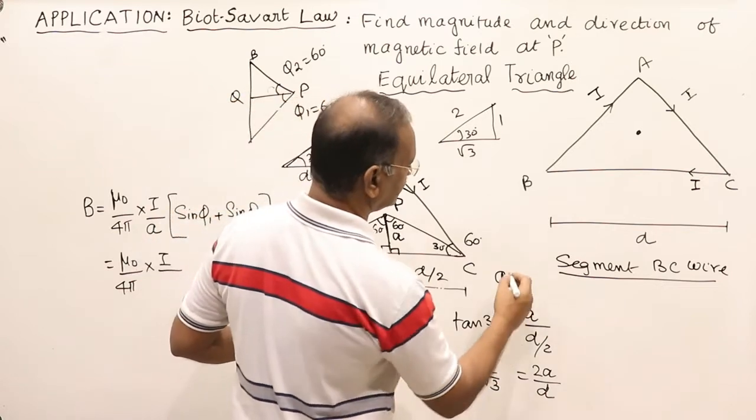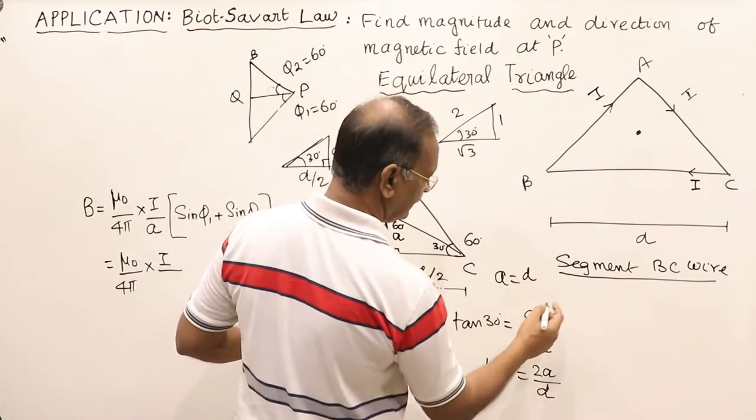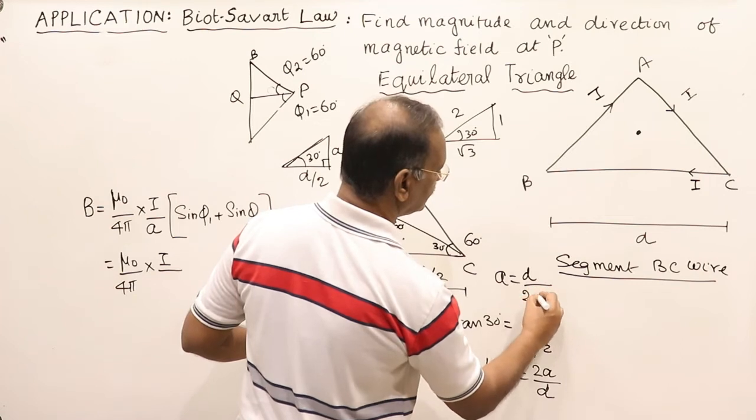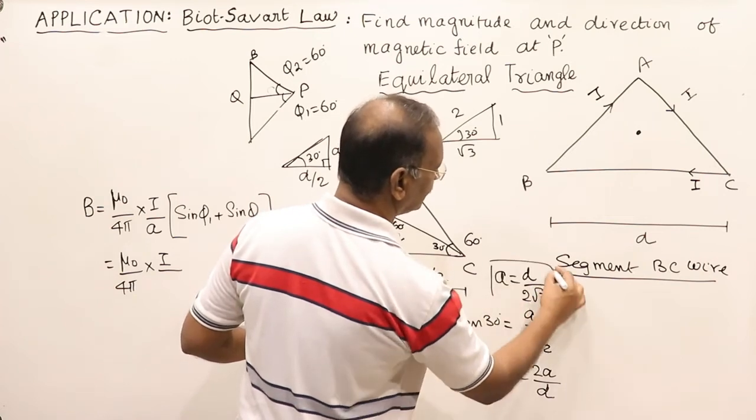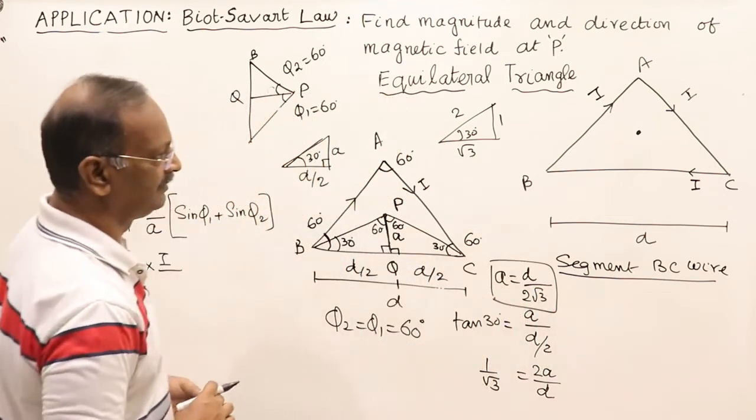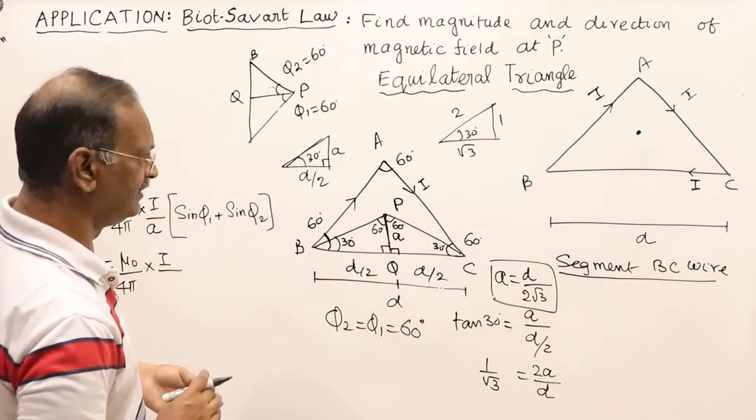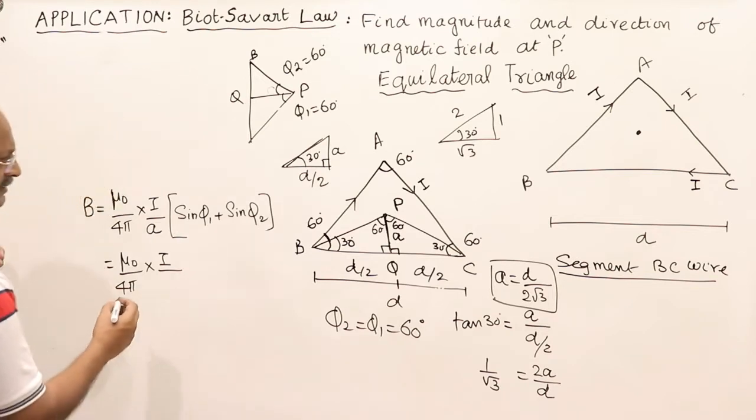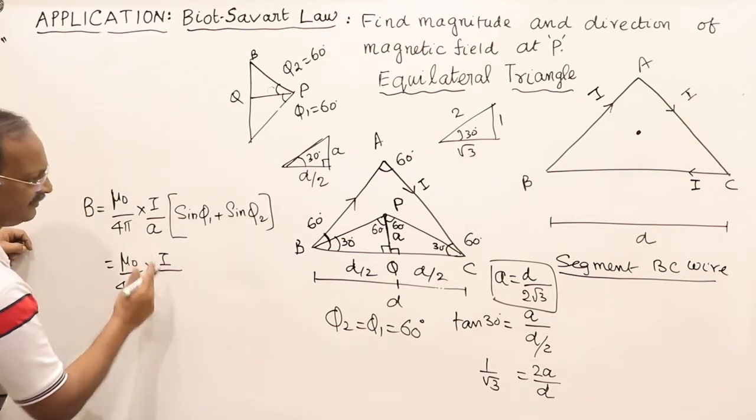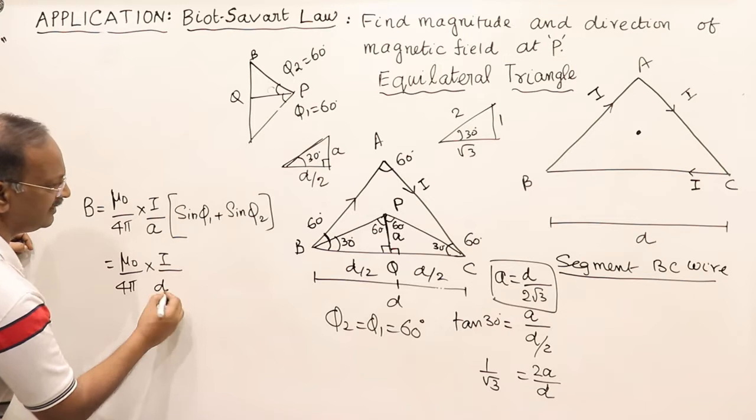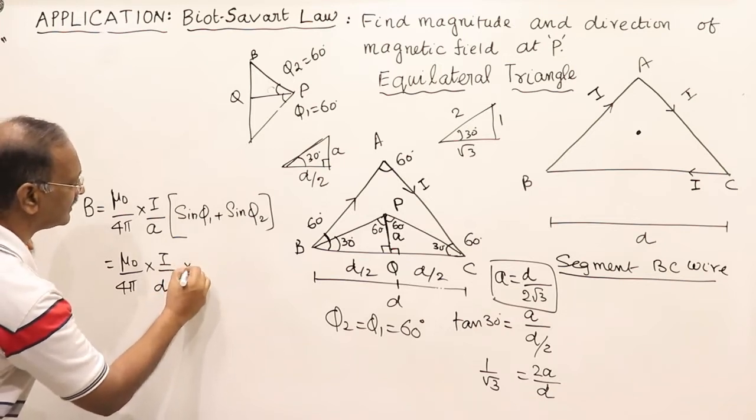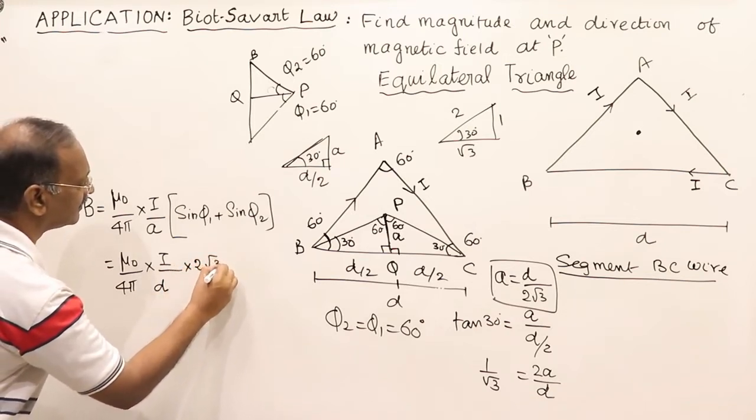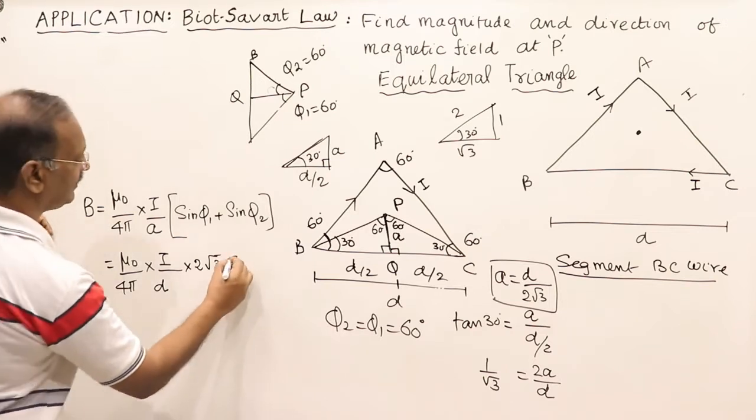So A is equal to D divided by 2 root 3. This is the value of A. The value of A is equal to D divided by 2 root 3, and we will put it in the formula, where it goes into the numerator.